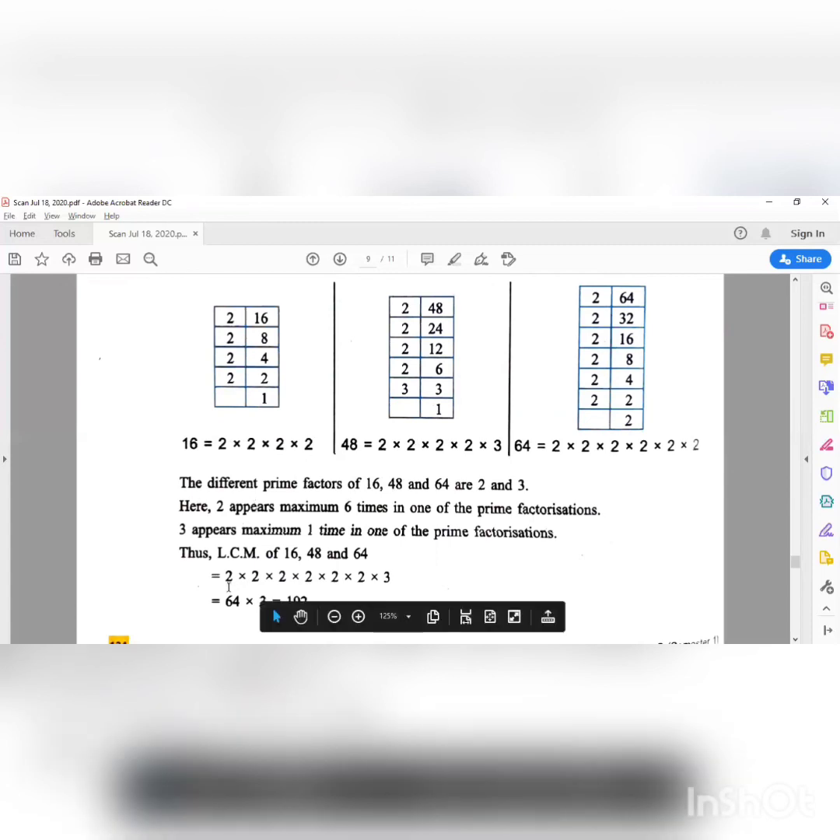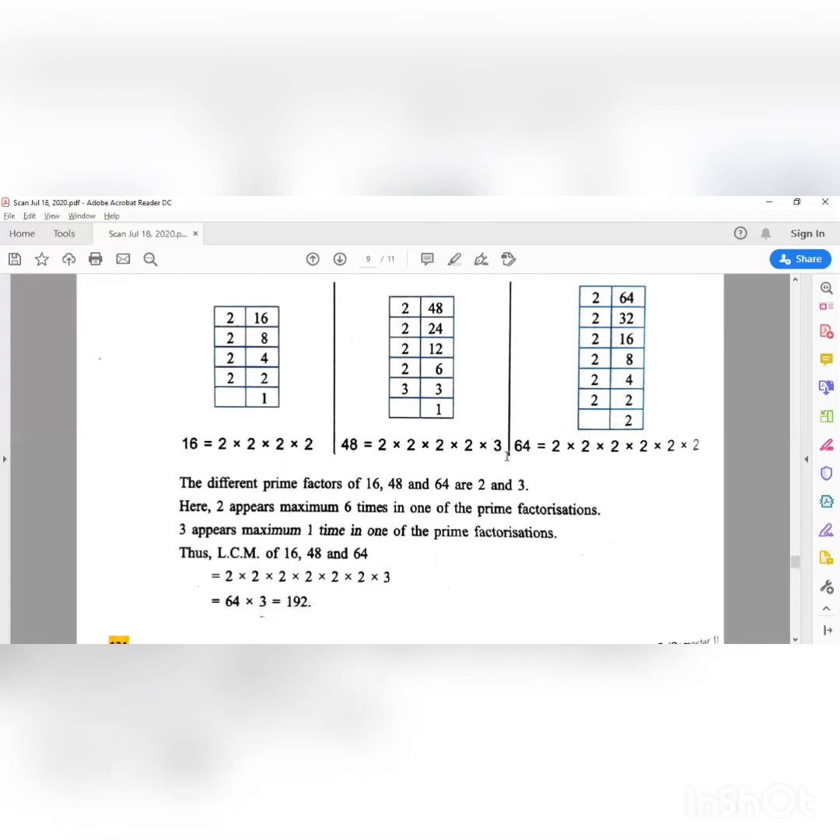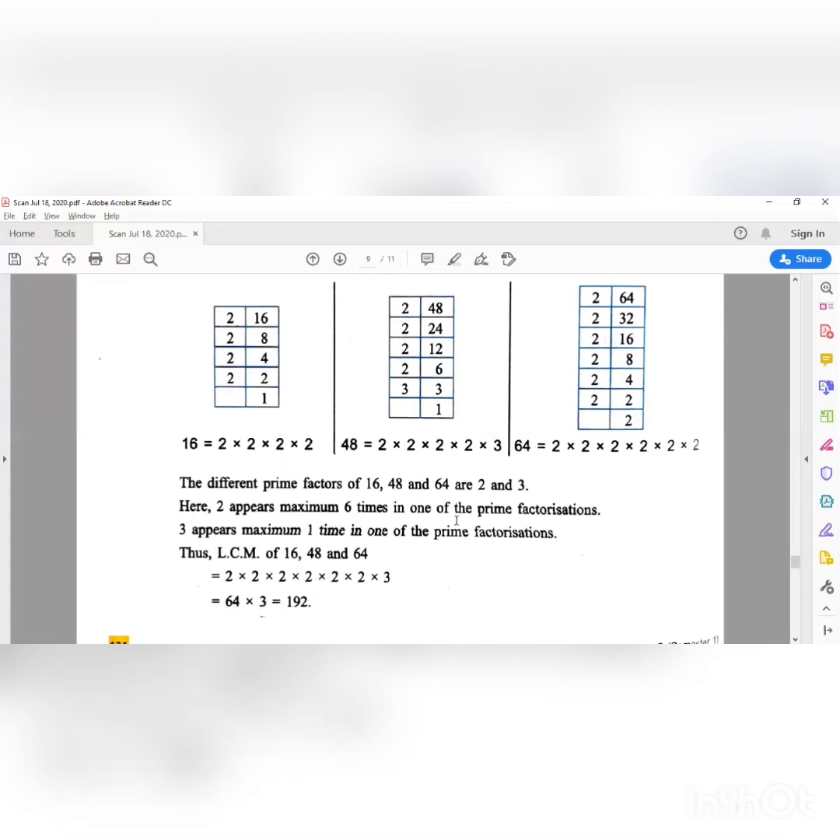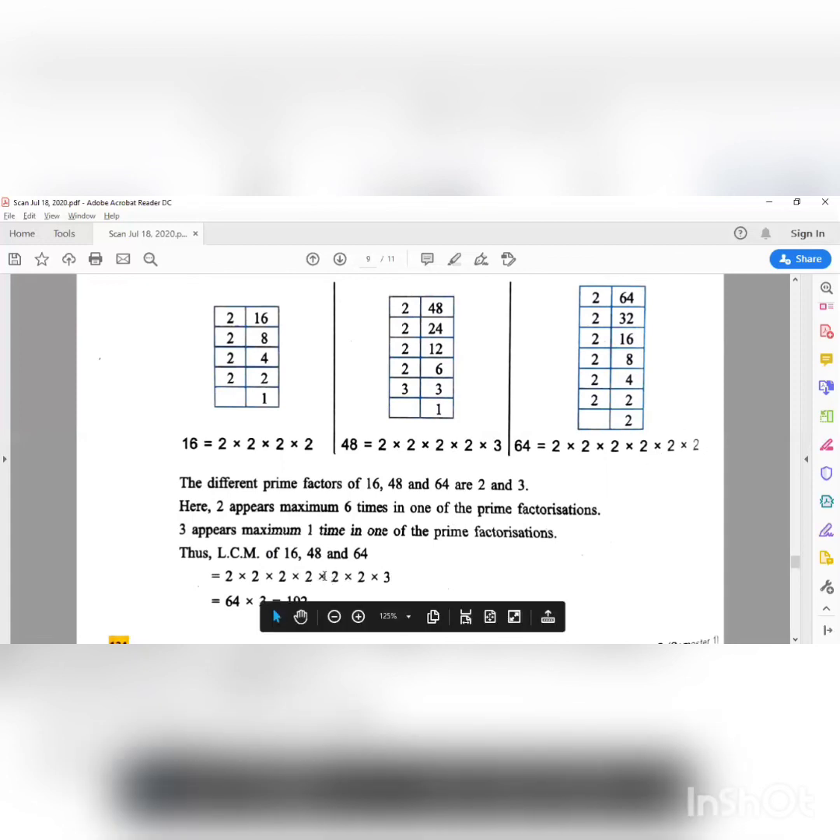So first we have to write 4 times 2. That is 2 multiplied by 2 multiplied by 2 and multiplied by 2. Next, what is left over? Here we have taken out four 2's. Here 3 is left. So we have to multiply 3 here. Next, here two 2's are left. So we have to multiply 2 two times.